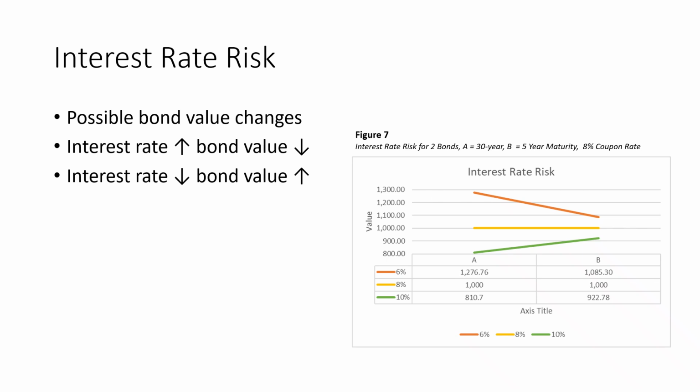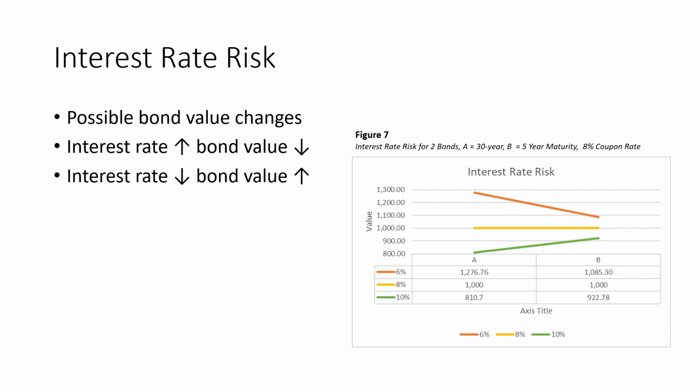Figure 7 demonstrates that in a situation where two bonds are the same in every way apart from the time to maturity, the price of the longer-term bond is more sensitive to the variances in interest rates than the shorter-term bond. In other words, the longer-term bond will have higher interest rate risk. Bonds A and B have the same coupon rate and par value, but A has 30 years to maturity and B has 5 years to maturity.